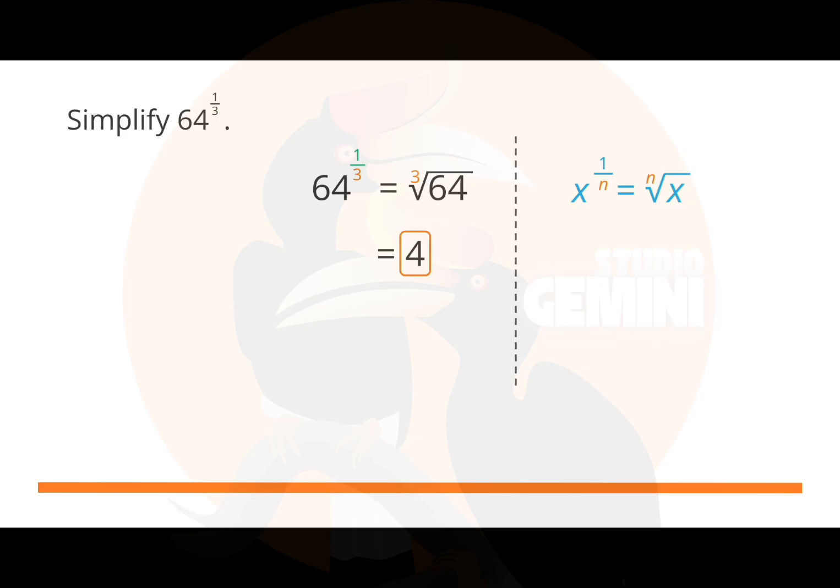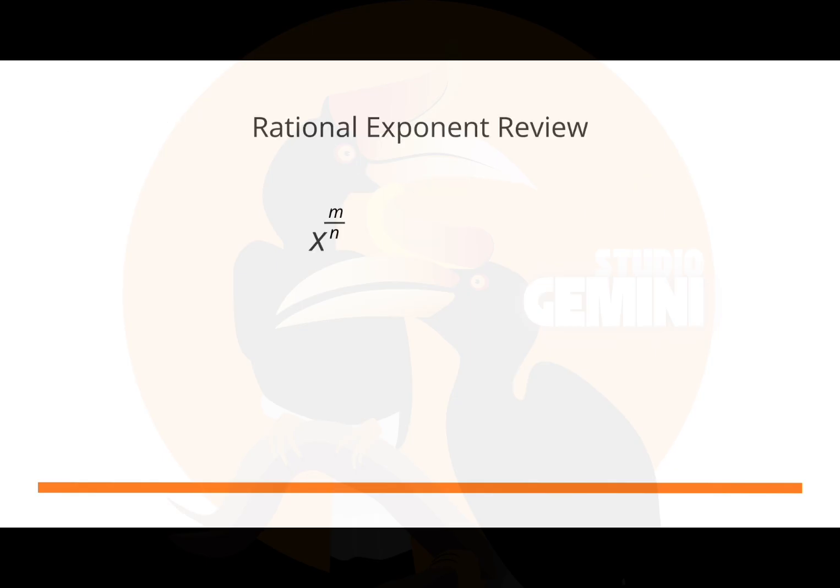Now let's look at what happens if our rational exponent doesn't have a 1 in the numerator. Let's say we have x raised to the m over n power. We can use exponent rules to rewrite this as x raised to the m times 1 over n, or x to the m all raised to 1 over n power. And then we can use what we already know about rational exponents to rewrite this as the nth root of x to the m, or the nth root of x all to the m power.